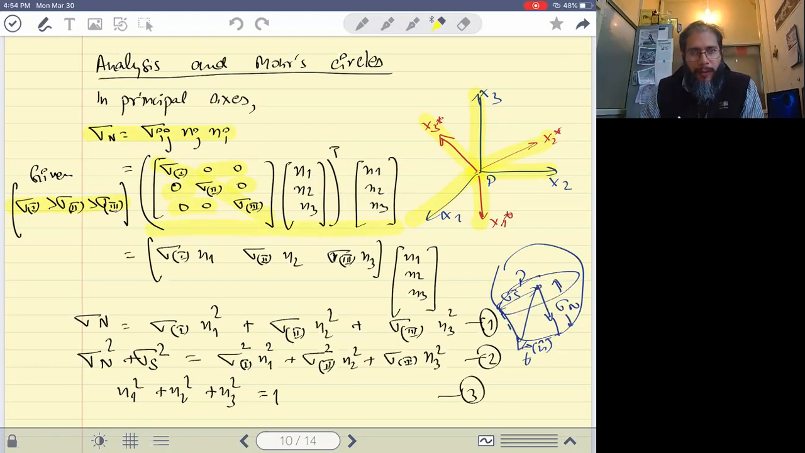So if I take the product of the sigma tensor or the sigma matrix and the first vector and take a transpose of that, then I get this vector. So sigma 1 n1 as the first component, sigma 2 n2 as the second component, and sigma 3 n3 as the third component. And you have n1, n2, and n3 as the second vector. So again, if you do the multiplication, you get the sigma n scalar as sigma 1 n1 squared plus sigma 2 n2 squared plus sigma 3 n3 squared. So that we'll call as 1.